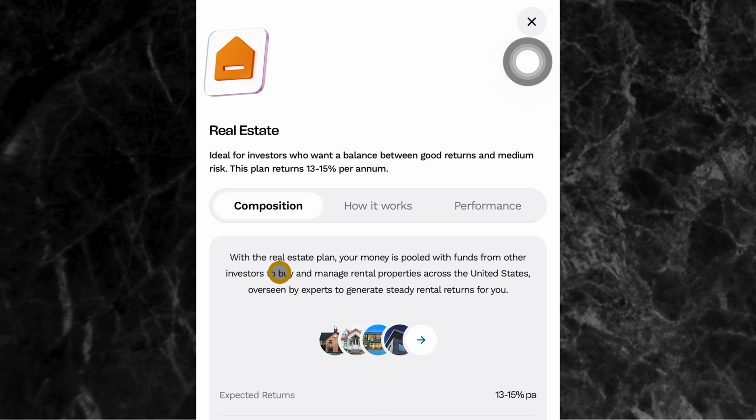Right here it says, with the real estate plan, your money is pooled with funds from other investors to buy and manage rental properties across the United States, overseen by experts to generate steady rental returns for you. So in summary, what this means is that they take your money with money from other investors for this real estate investment on the app. They put everything together, and then they use it to buy a property in the United States, and the property is managed by experts in the United States. And whatever returns they get, it is shared among the investors of that investment.